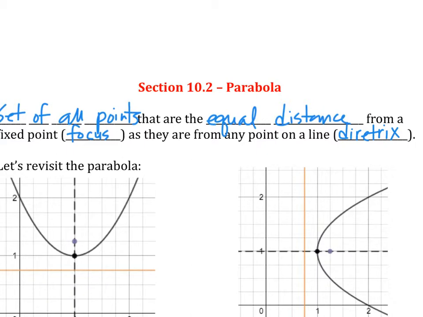Parabola is defined as a set of all points that are equal distance from a fixed point. That point is called the focus, as they are from any point on the line, and that line is called the directrix. Okay, so we are going to look at two kinds of parabola. One goes up and down, the other one goes left and right. You already learned parabola in chapter 4. We're going to look at all those parts again plus some.